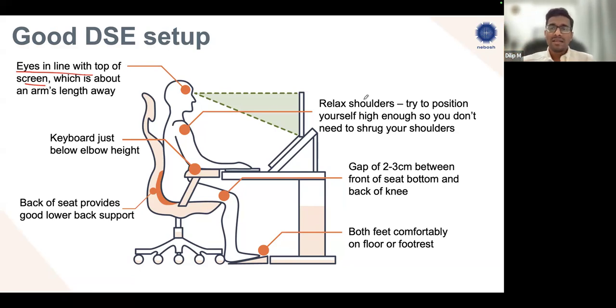Okay. And then relax shoulders. Try to position yourself high enough so you don't need to shrug your shoulders. So you have to keep your shoulders at an upright posture and not shrug. Okay. And then keyboard just below the elbow height. Okay, so your keyboard should be below your elbow height, and then a gap of 2 to 3 centimeters between the front of the seat bottom and the back of the knee.